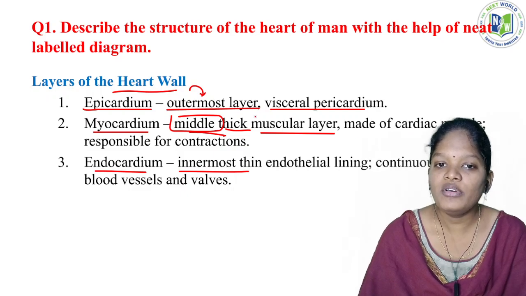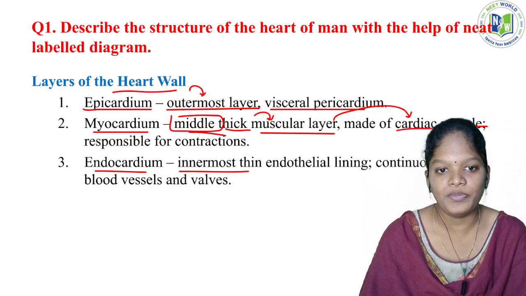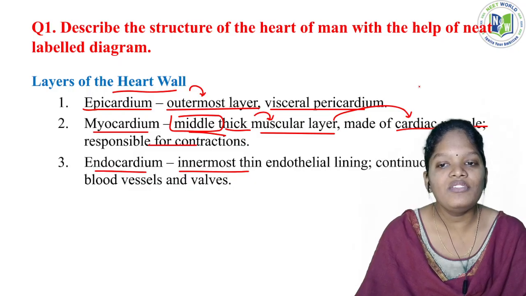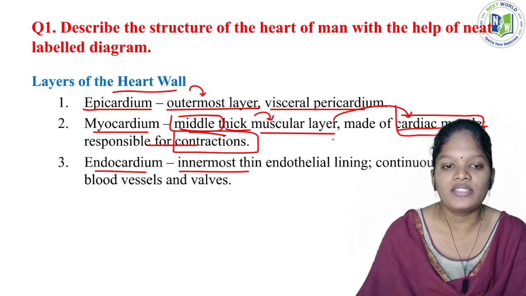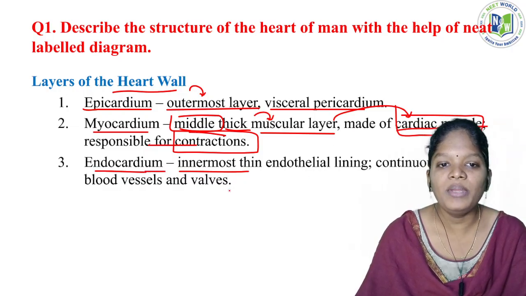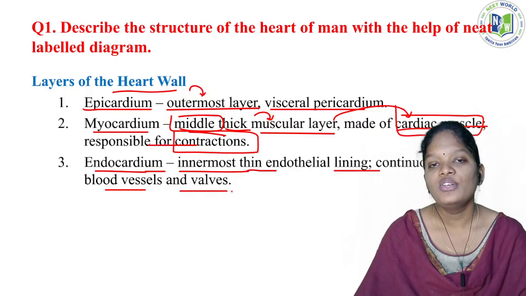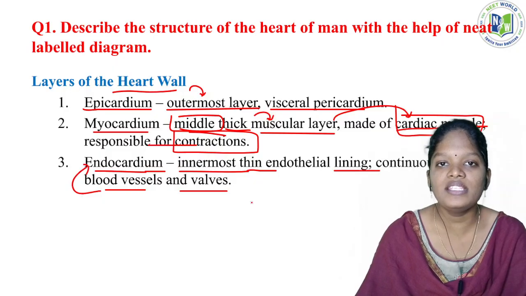This is made up of a thick muscular layer, and this muscle is nothing but cardiac muscle, which is present only in the heart. The unique feature of this cardiac muscle is that it is responsible for contraction. The pumping action of the heart is mainly due to the contraction of these cardiac muscles. Now, the endocardium is the innermost thin endocardial lining, which continues with the blood vessels and the valves. So all the blood vessels and the valves are connected with this innermost layer, that is, the endocardium.